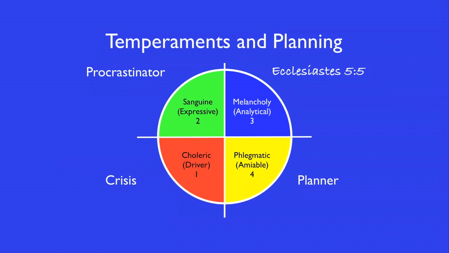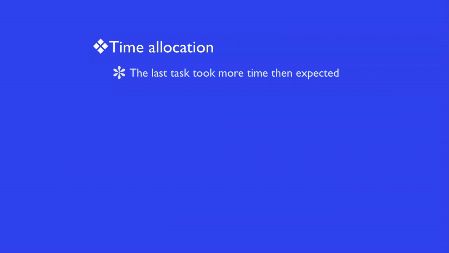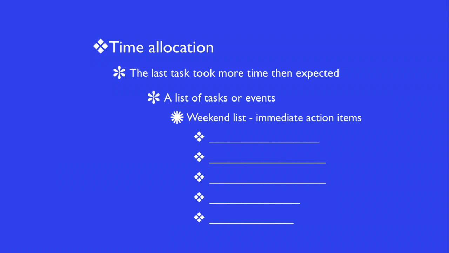All 4 temperaments have their strong and weak points when it comes to doing a task. We'll now move on to the 3rd step, that of time allocation. I have found that the 3rd step in time management to be the hardest, that of time allocation. If you underestimate the time that it'll take to do a task, you can find yourself in a crisis mode. We learn to allocate time based on past experience.